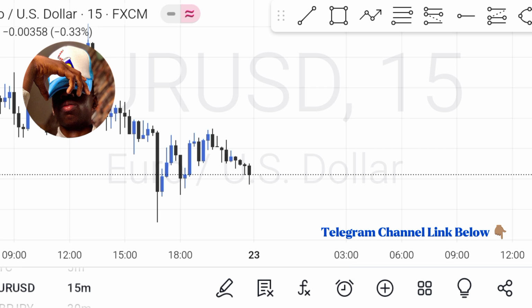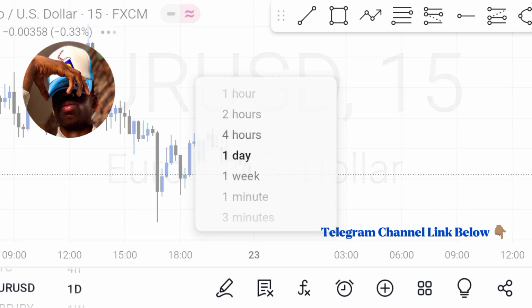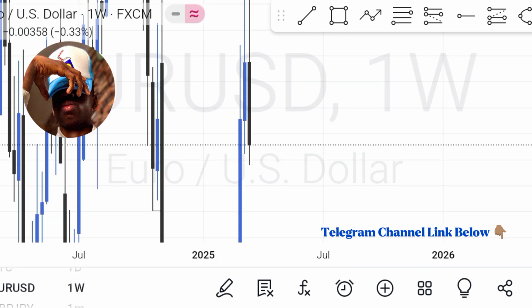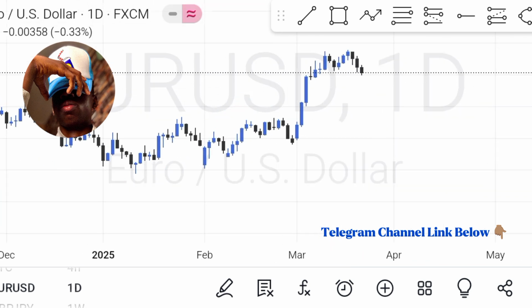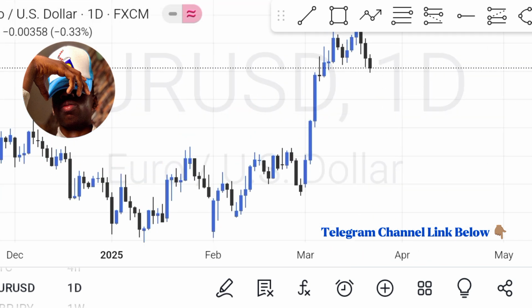So starting on the weekly time frame. Actually, I didn't understand what price is doing. I'm going to send it to the Telegram channel this evening.